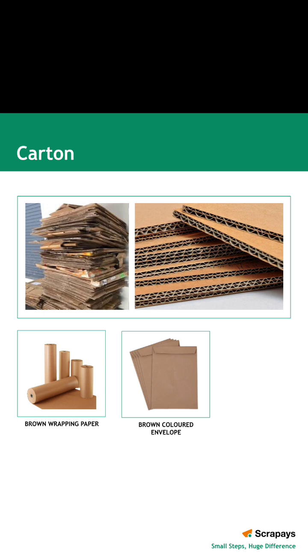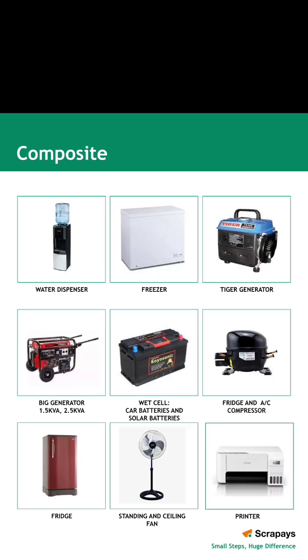You see this zigzag type of pattern. When you look at the side, you see the zigzag pattern. We call it corrugation paper, corrugated paper. That's how you know it's carton. All right, now let's talk about another category of materials that we collect.